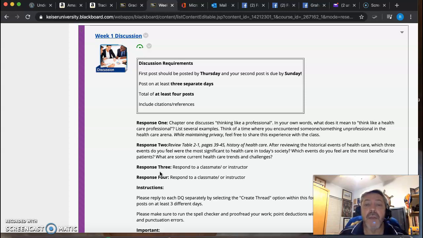But maintain privacy while you're doing this. Response number 2, Table 2-1, pages 39 through 45, lists different events throughout the history of healthcare.